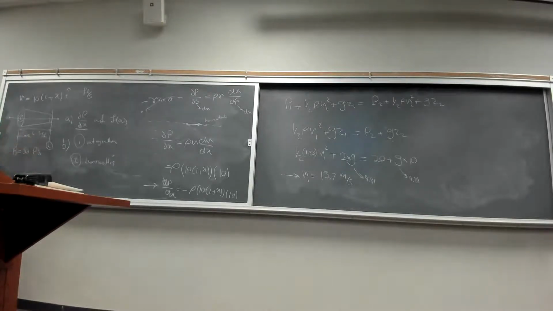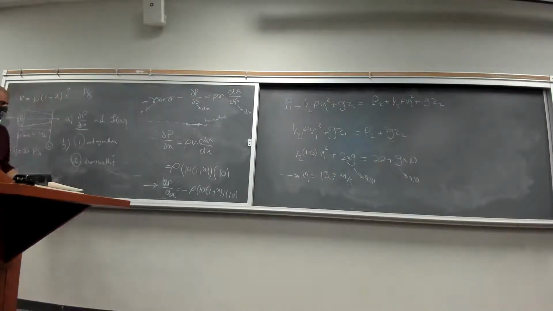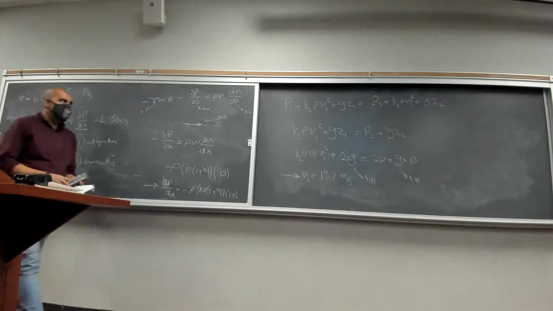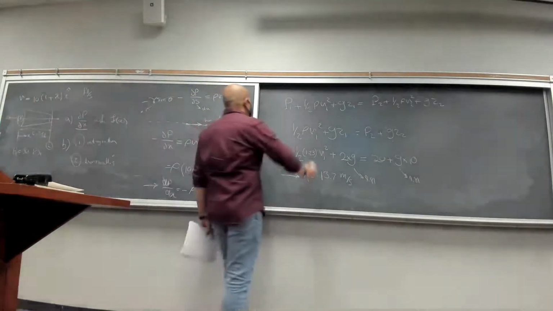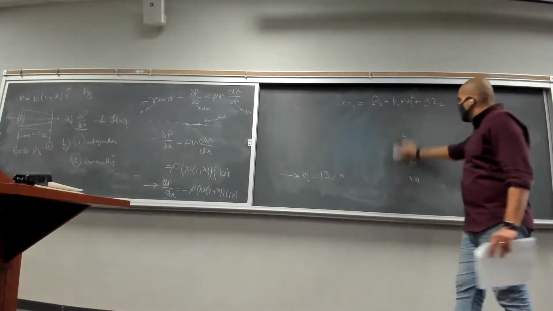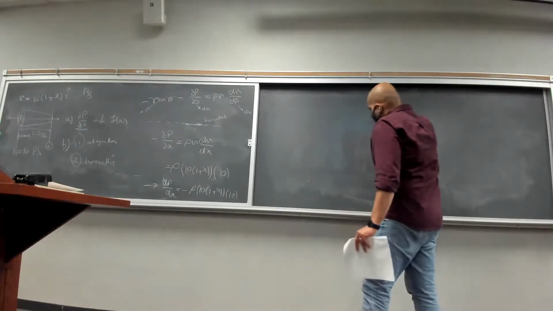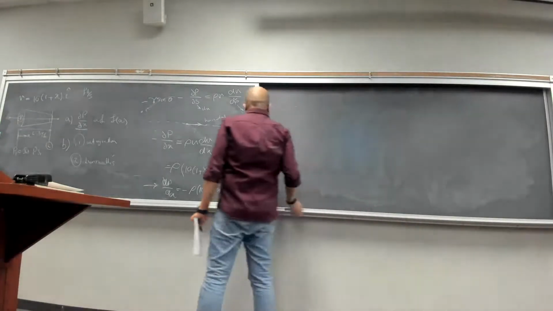Okay, so let's get to part B. Part B is asking us to find the pressure at point 2 with a given pressure at point 1 using the integration of this gradient or Bernoulli's. And we want to see if those two methods are going to give us the same value. Okay, so let's do this.